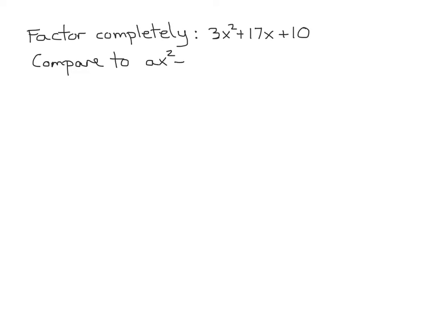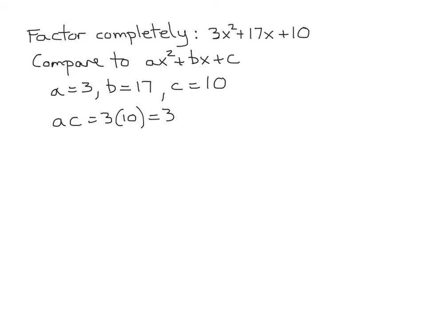ax squared plus bx plus c. And so in this case, a is the coefficient of the x squared, it's 3. B is the coefficient of the x term, it is 17. And c is the constant term, so I think you can see that c equals 10. Well, what we do is we multiply a times c. So ac is 3 times 10, which is 30. That is the product we're looking for.